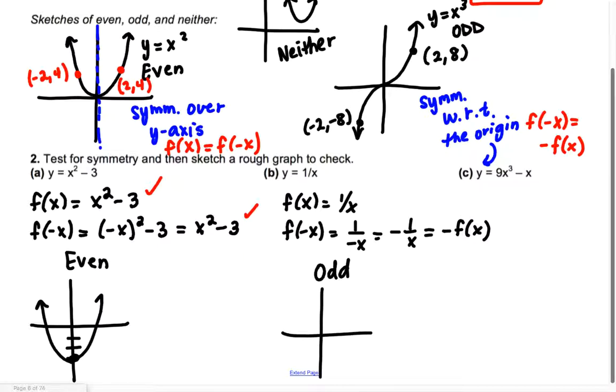1 over x. Who can show me with their hands what 1 over x does? What does it look like? This is like a really good calculus function. We do a lot with 1 over x. Sean's thinking about it. So this side looks like this. It's called the reciprocal function. This side looks like this. That's 1 over x.